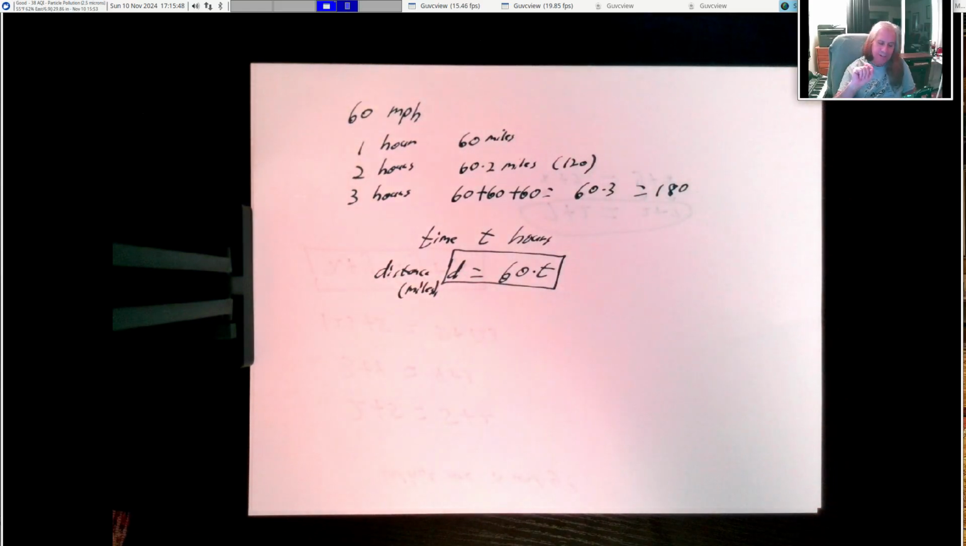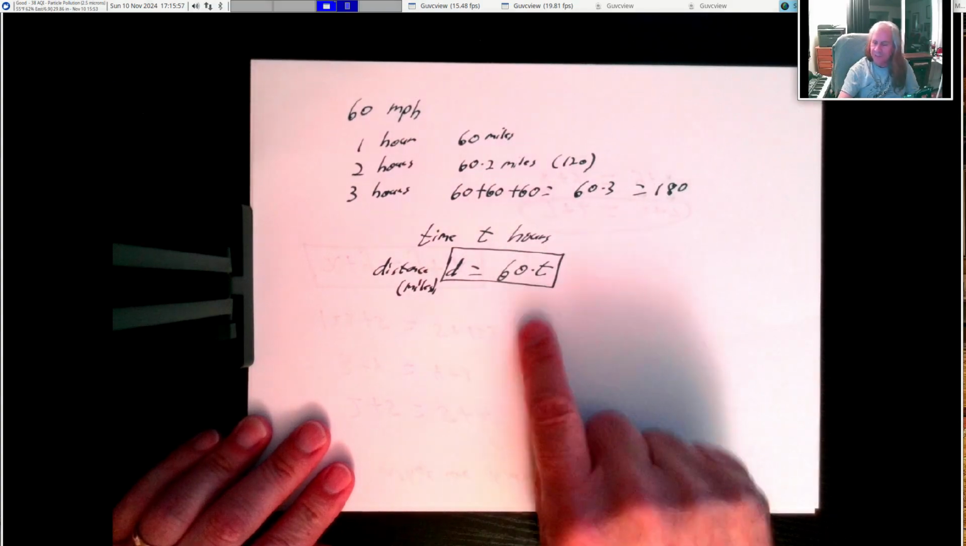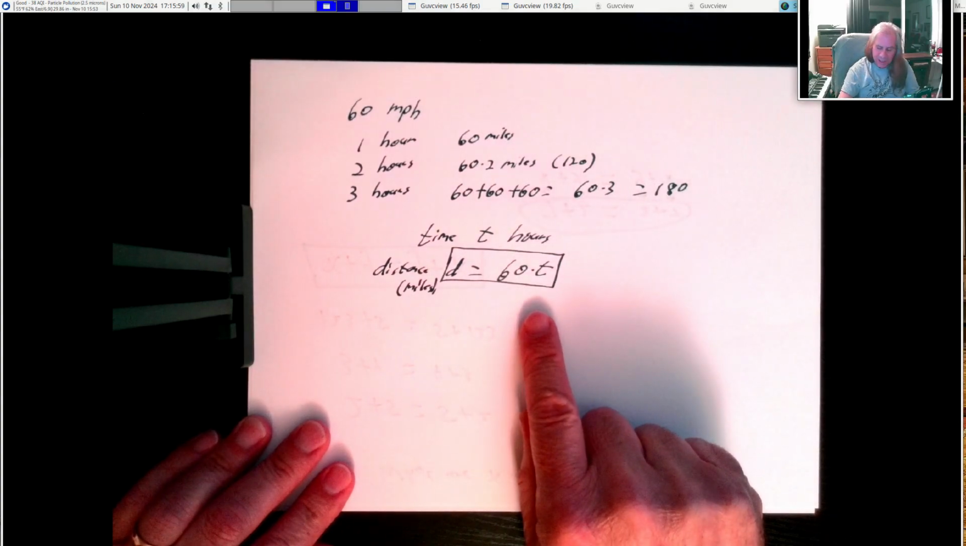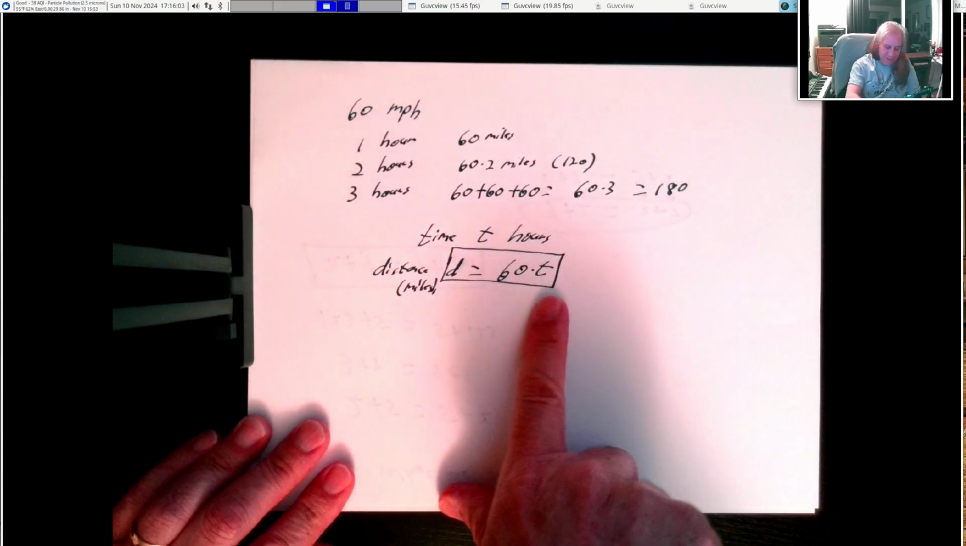Alright, so that's another algebraic equation. It involves two variables, just like our previous one, x plus y equals y plus x. But this is a really useful equation. We can use this to answer a couple of different questions. One question is, if I travel for this much time, how far do I go? Well, I travel 60 times t.